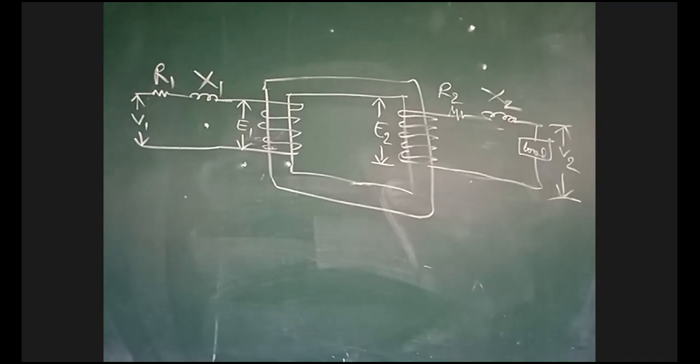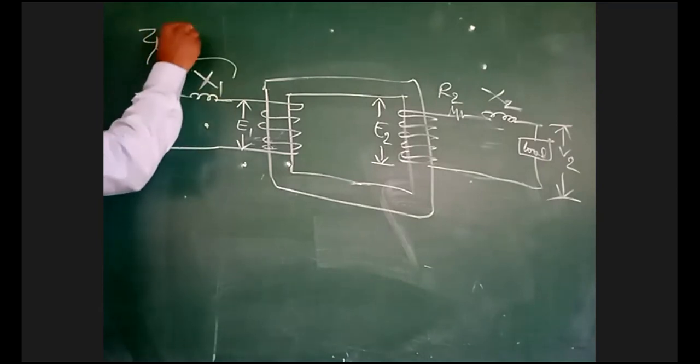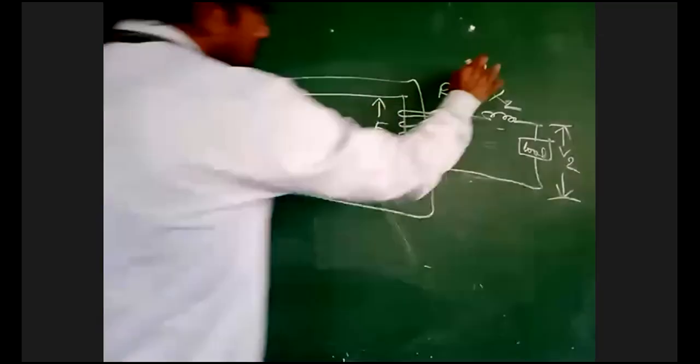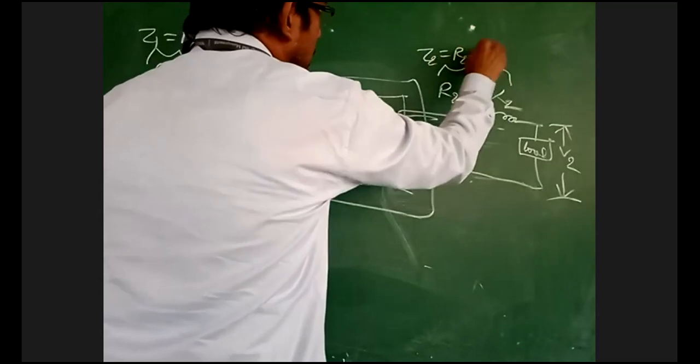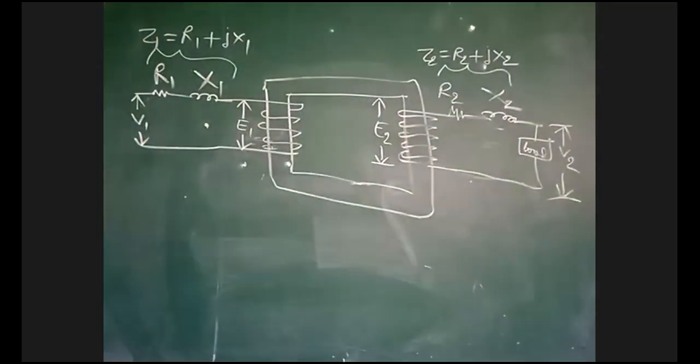Now here, when you apply the voltage, this is Z1. Let us take Z1. Z1 is equal to R1 plus jX1. Similarly, Z2 is equal to R2 plus jX2. Your impedance in the primary coil is Z1 equal to R1 plus jX1. Impedance in the secondary coil is Z2 equal to R2 plus jX2.